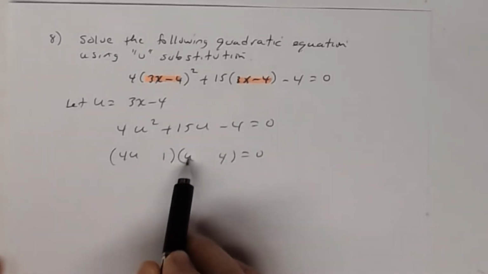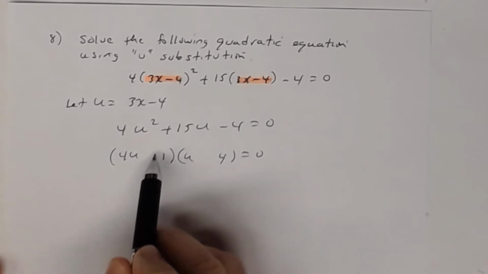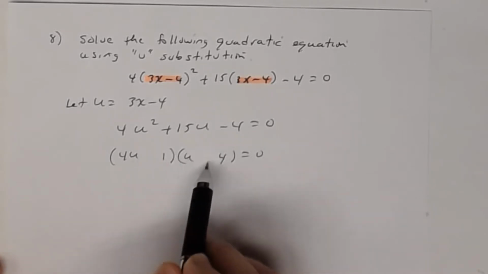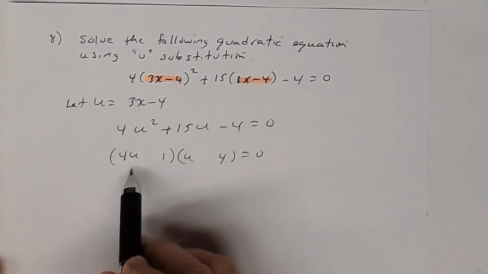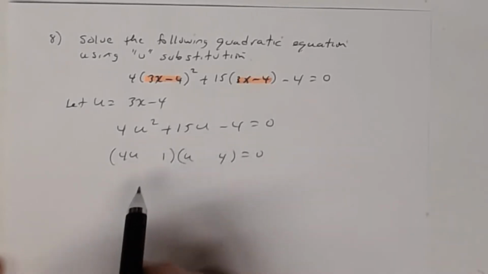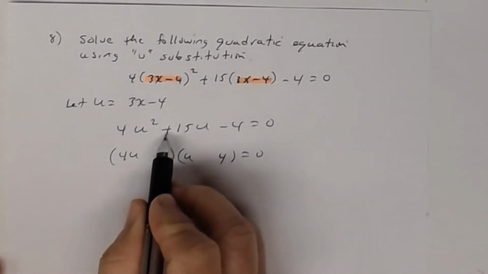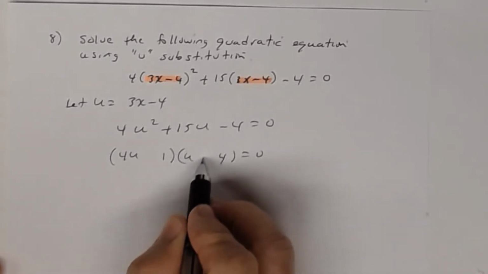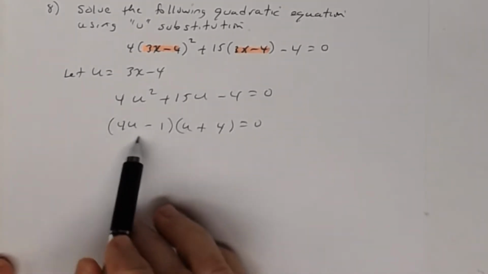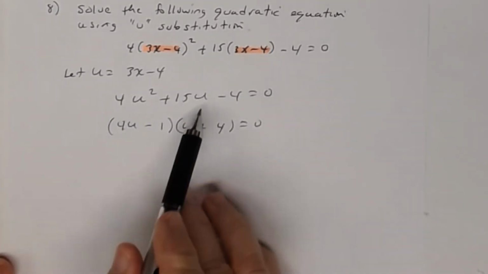So 4u times u is 4u squared. 1 times 4 is 4. Now we've got to look at that sign, which is negative. That means that these signs in here are different. And the larger of the outer and the inner is going to take that middle sign here. And so that means that if I want this to be a positive 15u, then this will be plus and this will be minus. All right? And so that's how that works. And you always double check, always check, FOIL this out to make sure you get this back.